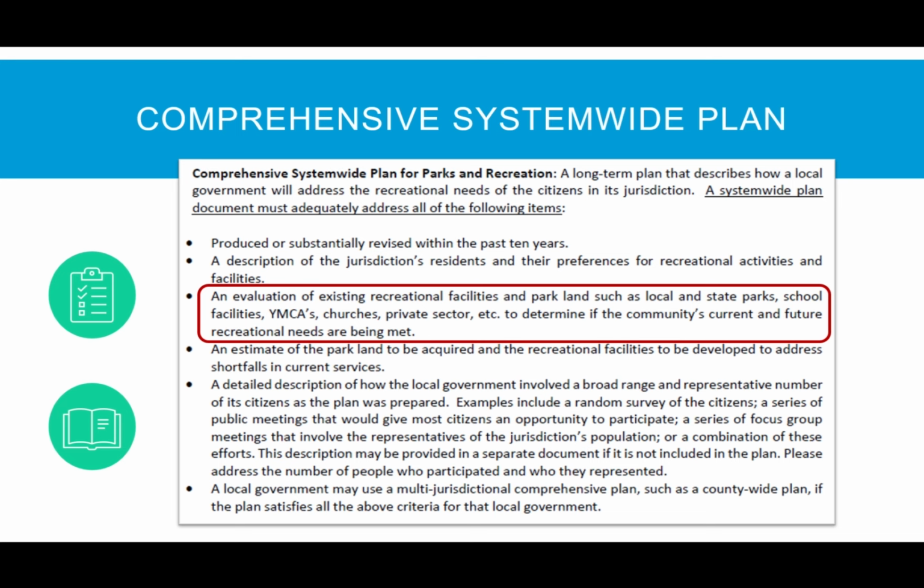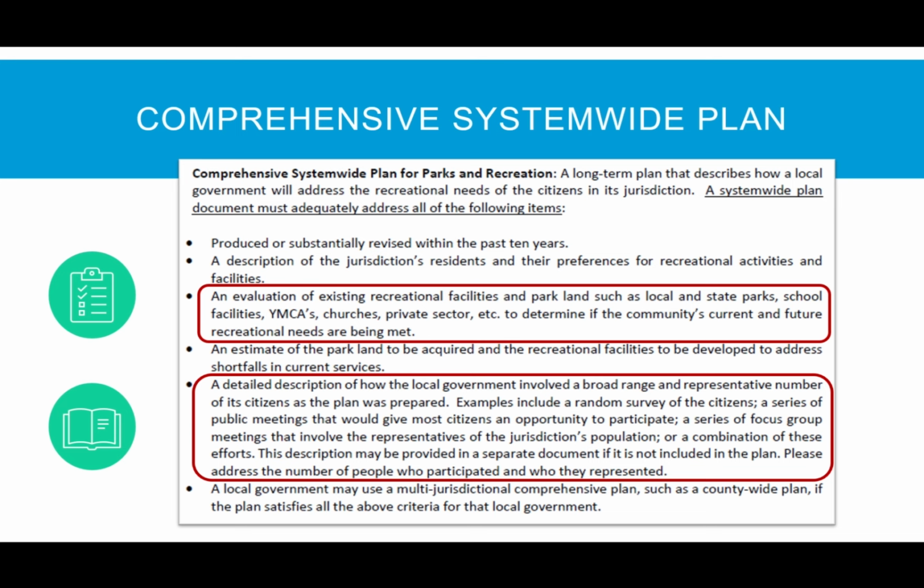We're also looking at other things for parkland to be developed, a detailed description of how the local government involved a broad range and representative number of its citizens as the plan was prepared. Some plans are not awarded points because they're missing this piece. Sometimes you've done it, but you might not have communicated it in the plan. So let us know, make sure it's in the document, how citizens were involved.